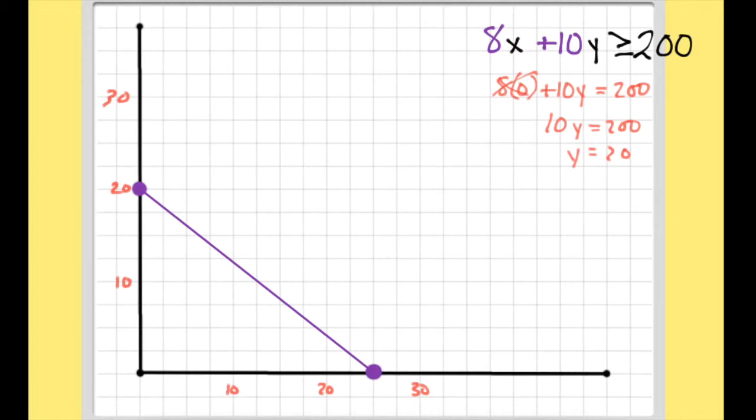Well, let's try a point. How about this one here? That's the point 5, 5. If I work 5 hours at each, will that earn $200 for me? So if I plug 5, 5 into my inequality, is it a solution? 8 times 5 plus 10 times 5 is equal to 40 plus 50. Is that more than 200?